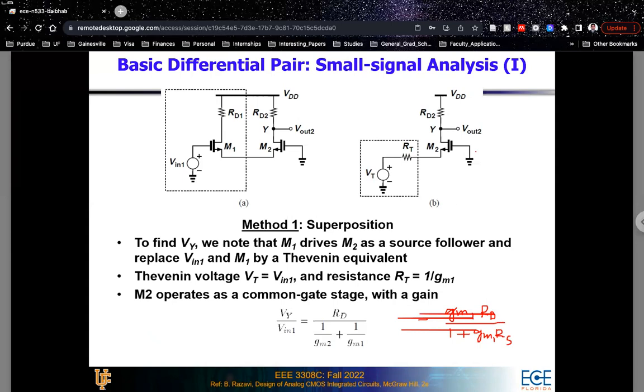Now, remember your RS is equal to 1 upon GM2. So this becomes GM1 times RD divided by 1 plus GM1 divided by GM2. Now you divide your numerator and denominator by GM1, and you end up with RD divided by (1 upon GM2 plus 1 upon GM1), which is this equation itself. So just by putting RS equal to 1 upon GM2, you get this equation from that equation. Okay. So that's your gain, Vy divided by V in 1.